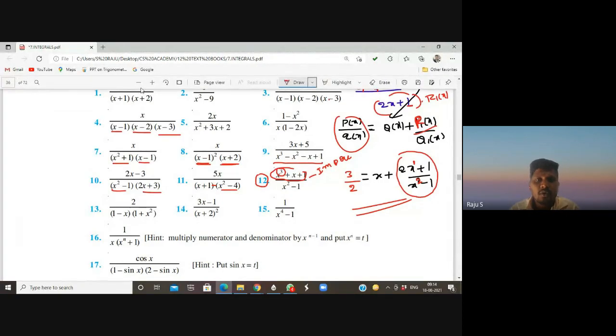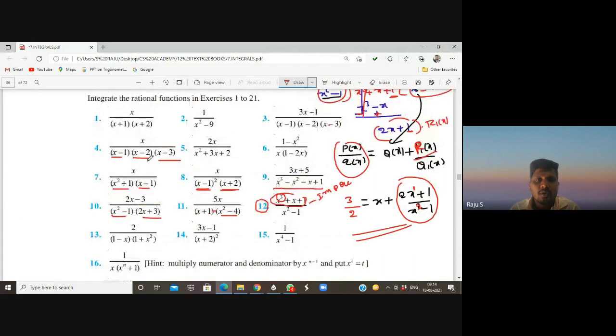So they split into simpler rational functions. This is a product of two linear functions, which we can write as simpler rational functions like a by x plus 1 plus b by x plus 2. Don't think about the numerator, whatever it is. It may be 3x minus 1, it may be 2x, 1 minus x square, whatever it is. This is the way of doing partial fractions. After that, we need to find a, b, then we can integrate.